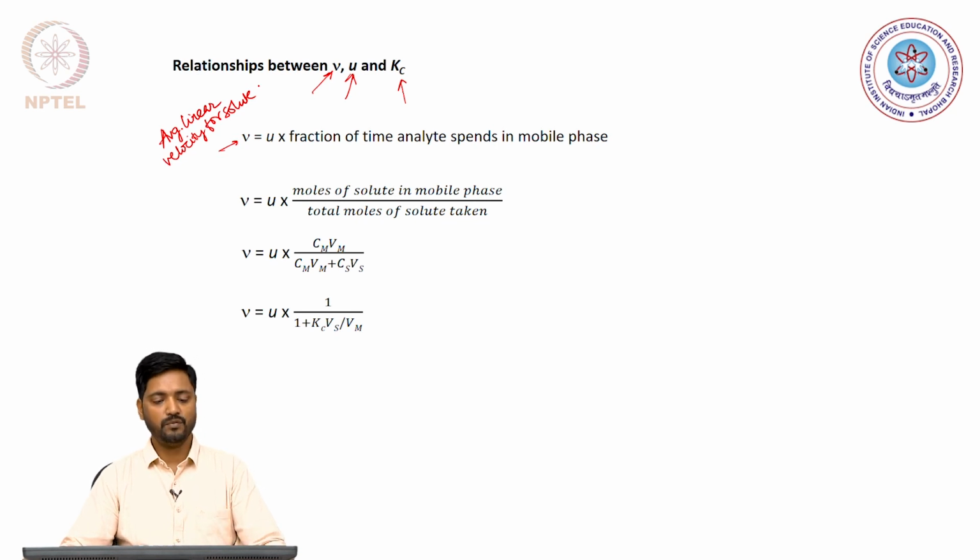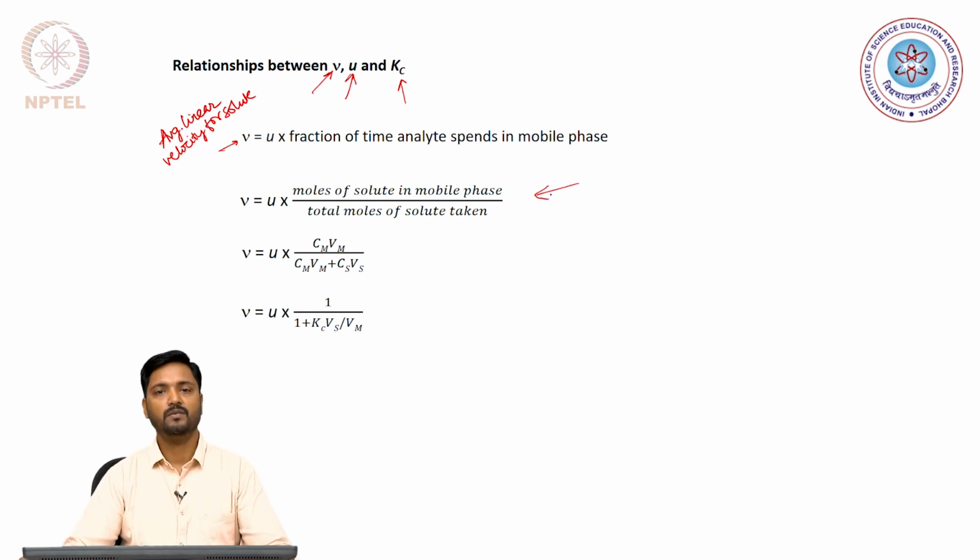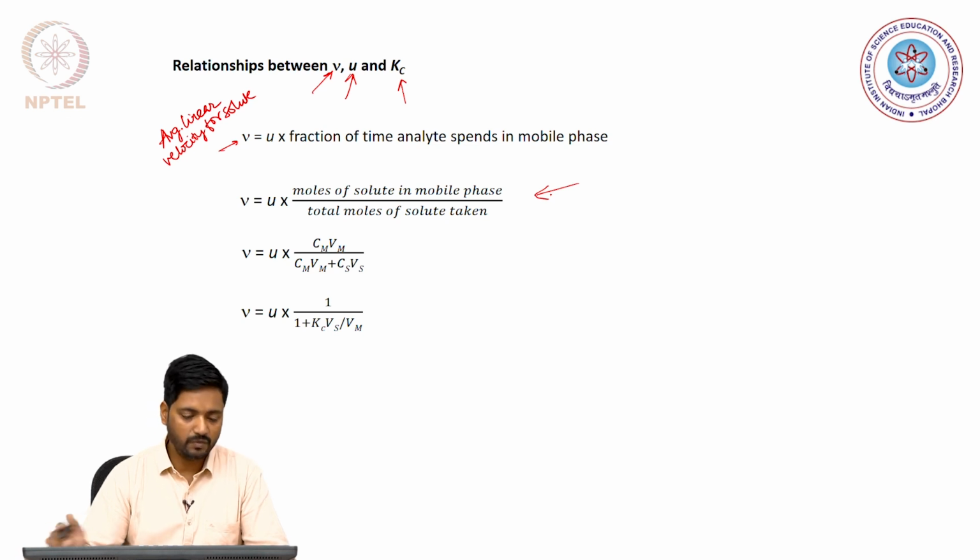On the contrary, if our analyte is spending much longer time on the stationary phase or is getting stuck within the column, then the time fraction that this analyte is spending on the mobile phase is much shorter, or its average linear velocity will be much lower. So, this is described in the next equation shown here, where we have said that the average velocity for the solute is nothing but the velocity of the solvent, which is given by u, multiplied by the moles of the solute in the mobile phase divided by total moles of solute that was present in the column.